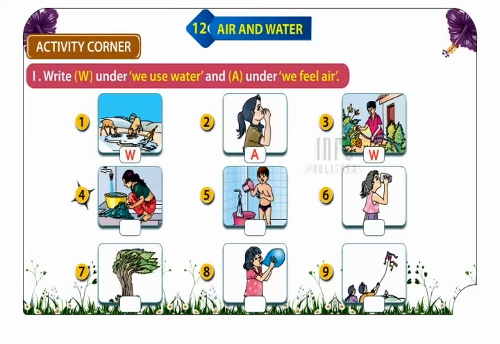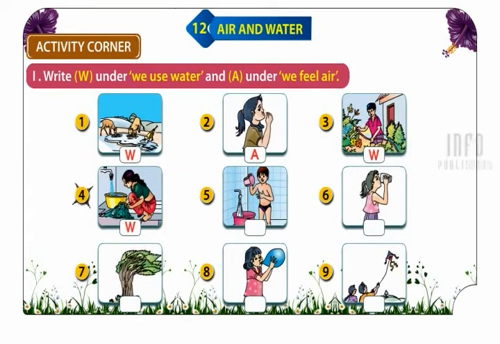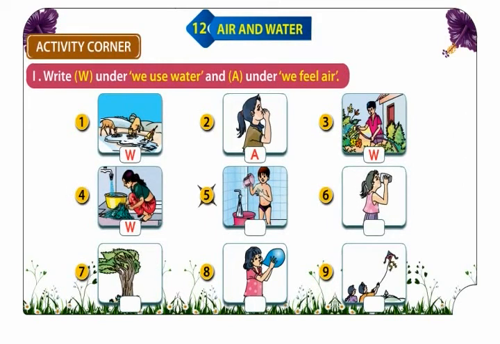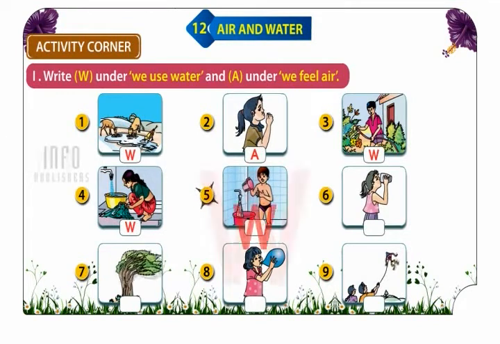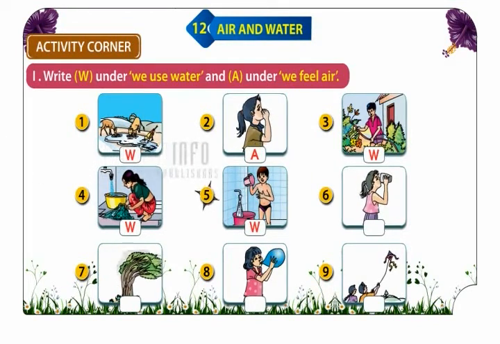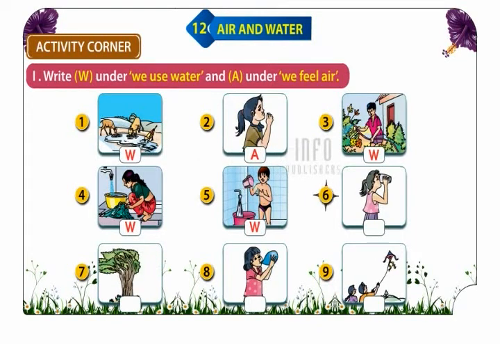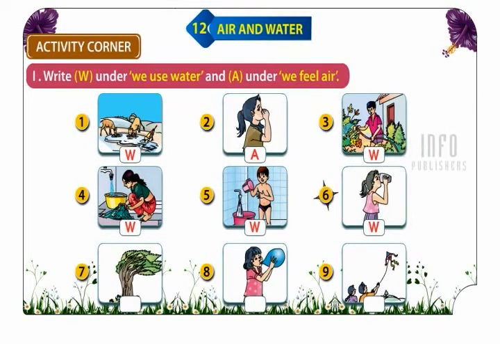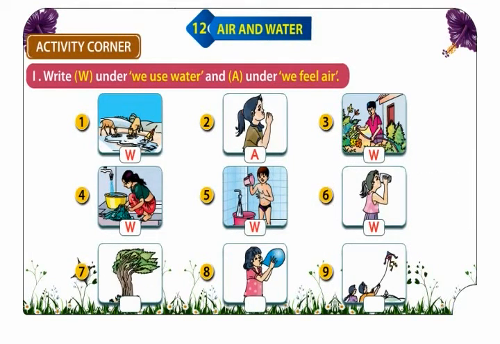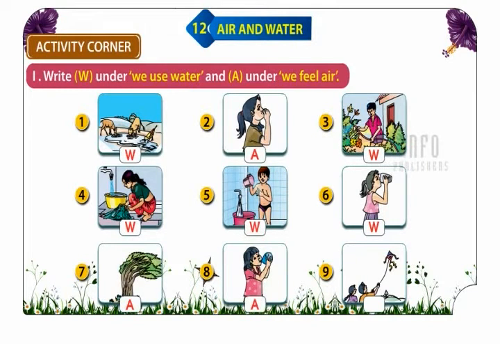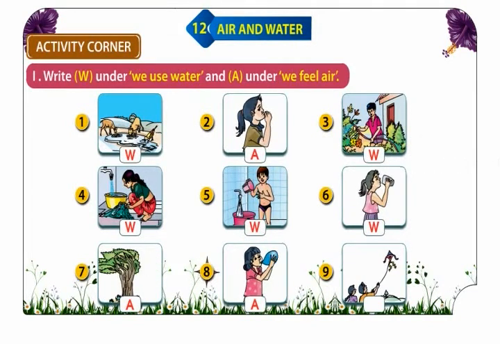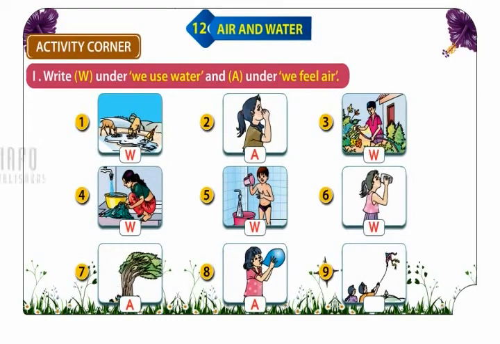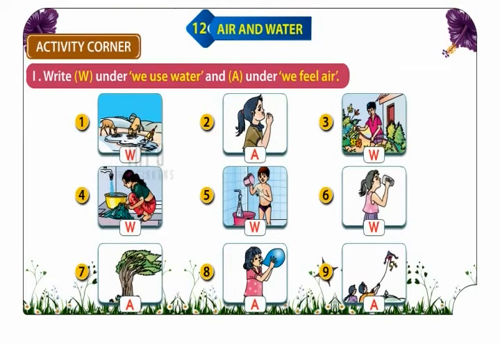4. For washing. W. We use water. 5. For bathing. W. We use water. 6. For drinking. W. We use water. 7. The branches of a tree move. A. We feel air. 8. We blow a balloon. A. We feel air. 9. A kite flies high. A. We feel air.